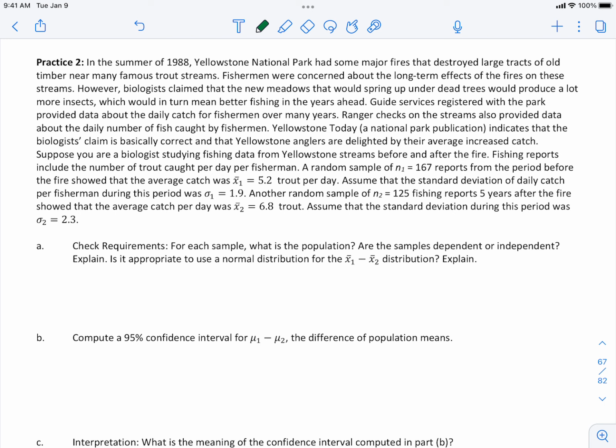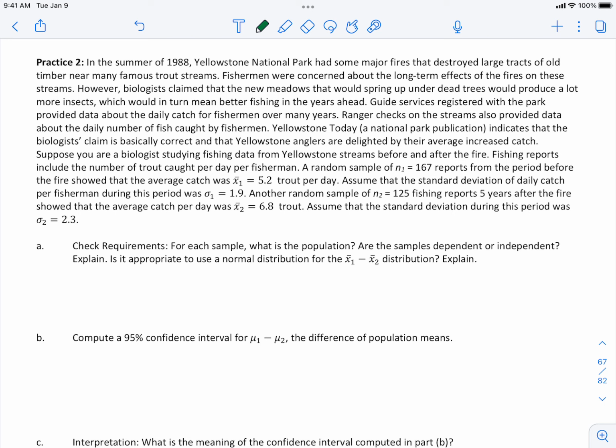Guide services registered with the park provided data about the daily catch for fishermen over many years. Ranger checks on the streams also provided data about the daily number of fish caught by fishermen. Yellowstone today indicates that the biologist's claim is basically correct and that Yellowstone anglers are delighted by their average increased catch. Suppose you are a biologist studying fishing data from Yellowstone streams before and after the fire. Fishing reports include the number of trout caught per day per fisherman. A random sample of n1 equals 167 reports from the period before the fire showed the average catch was x1 bar equals 5.2 trout per day. Assume that the standard deviation of daily catch per fisherman during this period was sigma 1 equals 1.9. Another random sample of n2 equals 125 fishing reports 5 years after the fire showed the average catch per day was x2 bar equals 6.8 trout. Assume that the standard deviation during this period was sigma 2 equals 2.3.